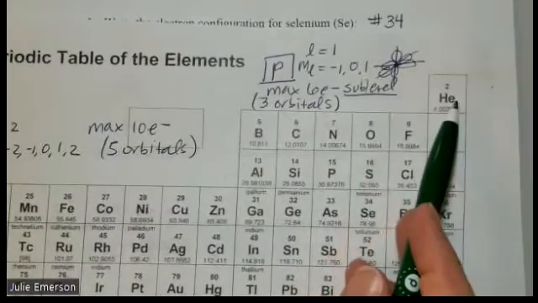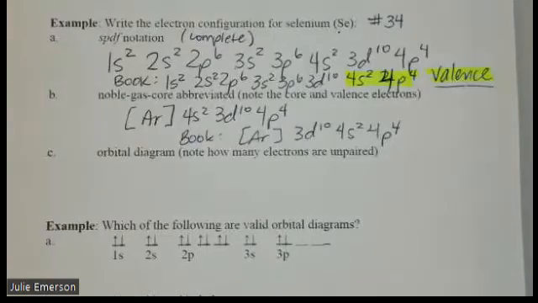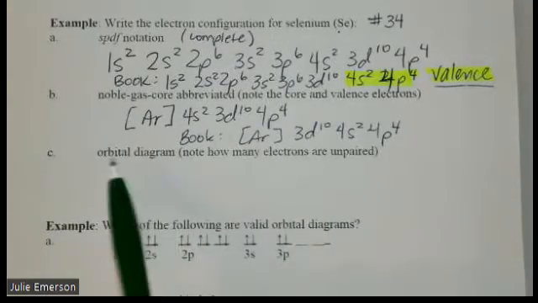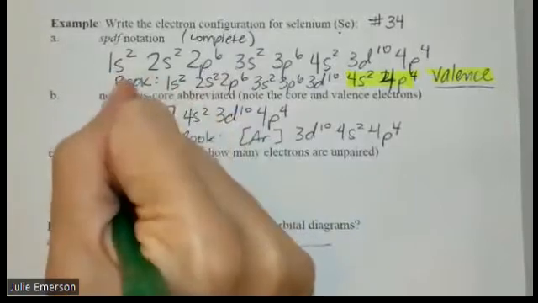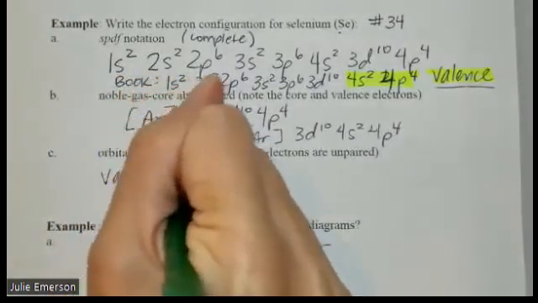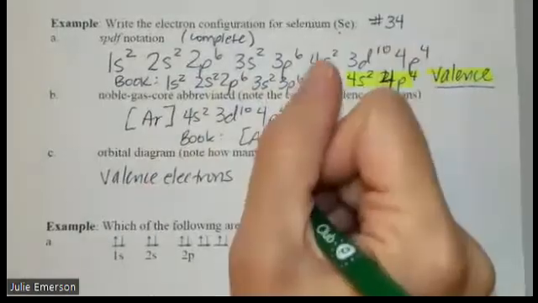If it's oxygen, it's a helium core. Sulfur has a neon core. Your noble gas core is always up one row and all the way at the end. So the orbital diagram, though, this is where we're going to look at that magnetic spin quantum number, how they have opposite spins. For the orbital diagram, I'm just going to focus on the valence electrons.